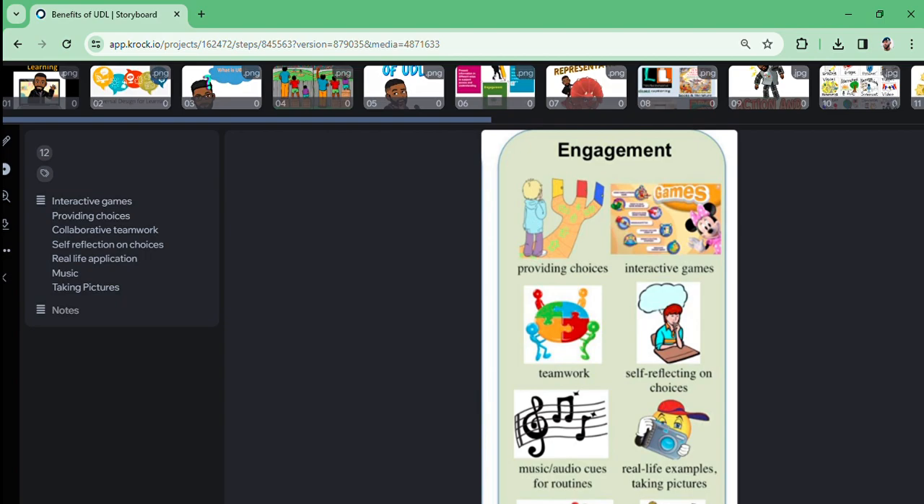So one way is using interactive games, providing choices, collaborative teamwork for those persons who like to work in groups, self-reflection on choices, real life application, because that is important. Students learn best when they see the application of their work, and music for those persons who are audio learners, and taking pictures for those persons who are visual learners. That would be important for them.